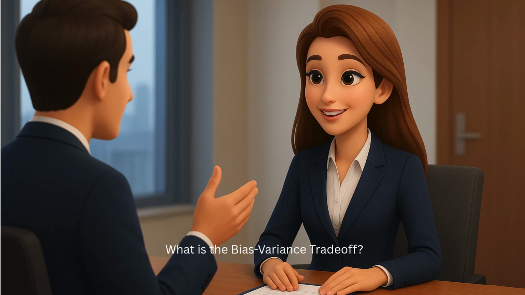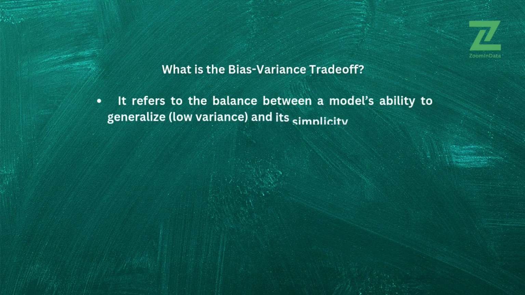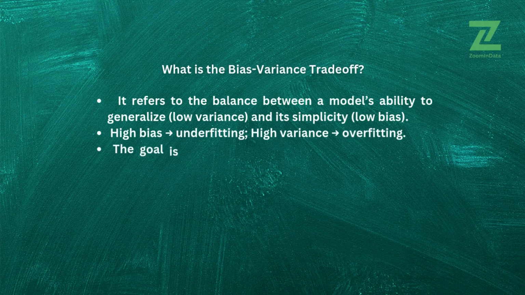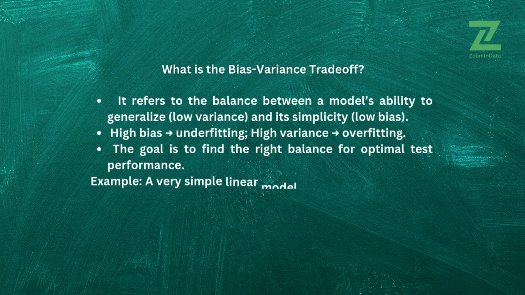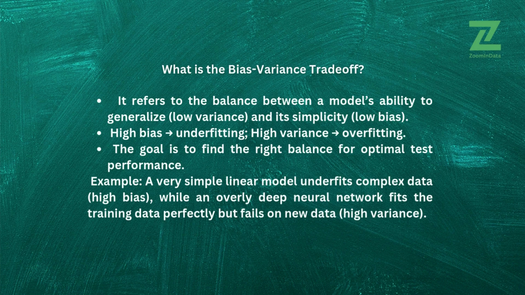What is the bias variance trade-off? It refers to the balance between a model's ability to generalize, low variance, and its simplicity, low bias. High bias, underfitting, high variance, overfitting. The goal is to find the right balance for optimal test performance. Example: a very simple linear model underfits complex data, high bias, while an overly deep neural network fits the training data perfectly but fails on new data, high variance.